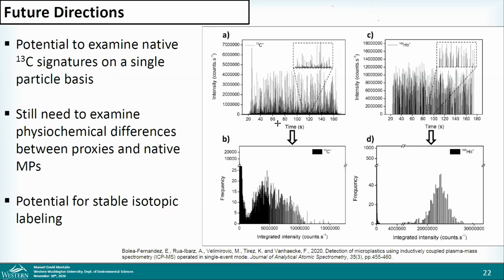But with that, there is a potential for maybe stable isotopic labeling. And so you can imagine if we have polymers of two different types, we could use the isotopes of a metal to label them and then use that isotopic labeling as a way to trace the behavior of the microplastics.